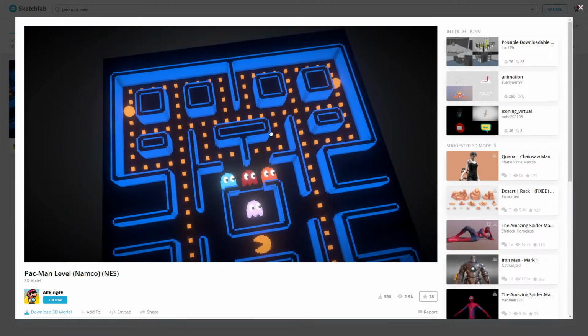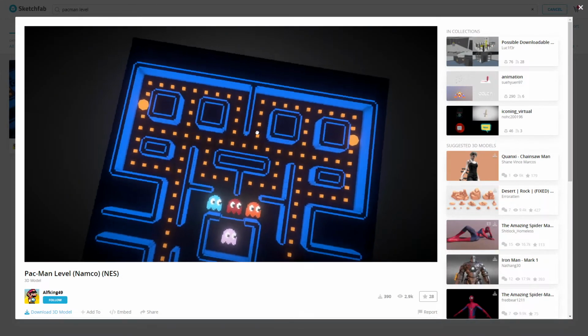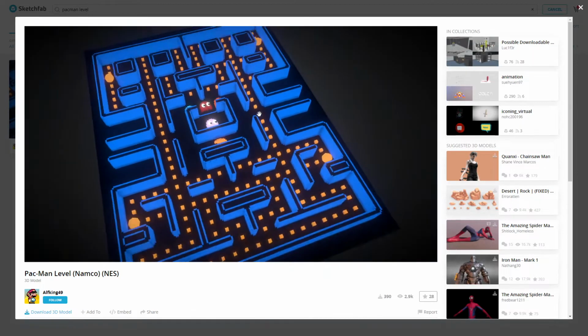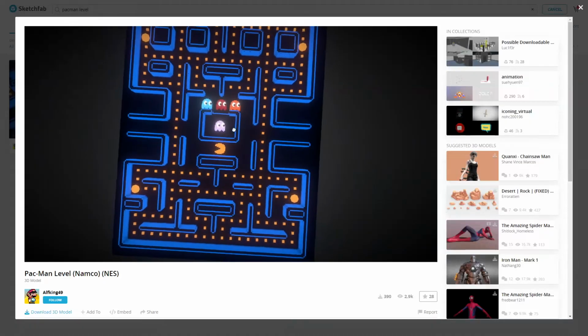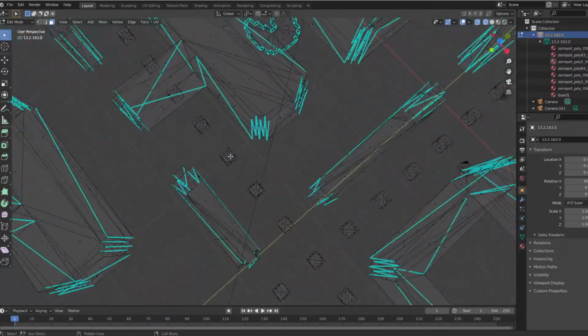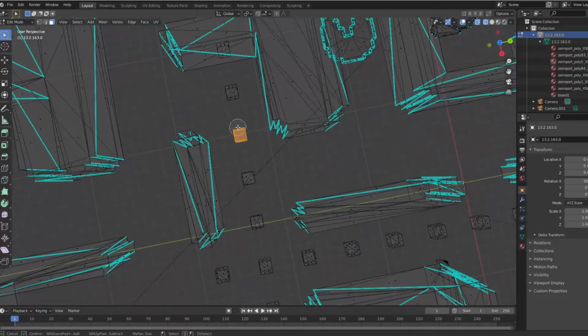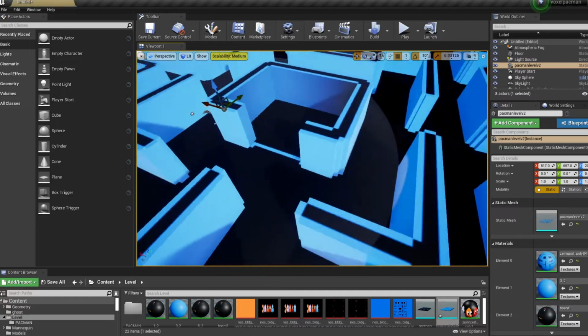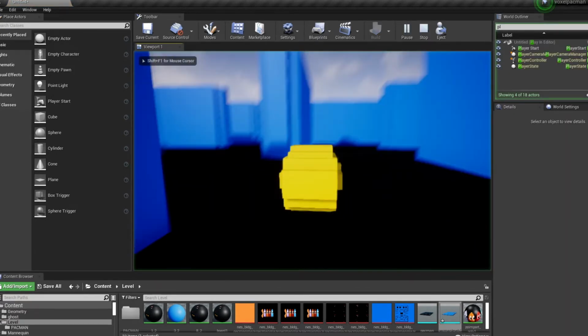Next, I was going to make a maze in which Pac-Man could move around in. Although I found this model on SketchFab, which had recreated the Pac-Man level 1 in this voxel-esque style, so I decided I would just use this. I edited the model in Blender a bit to remove the dots and other objects which I did not want in it, and then I imported this model into Unreal Engine, and we now have a maze for our player character to move around in.